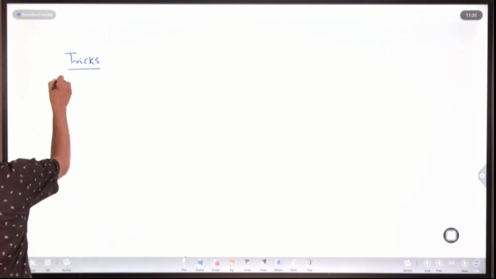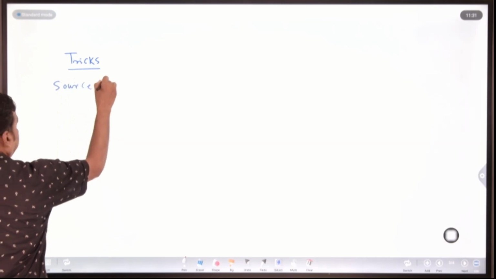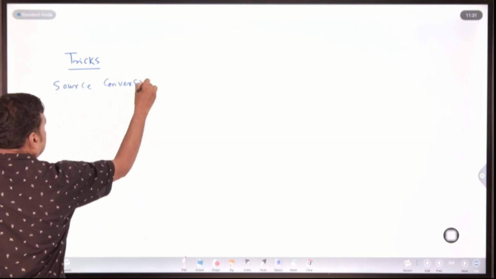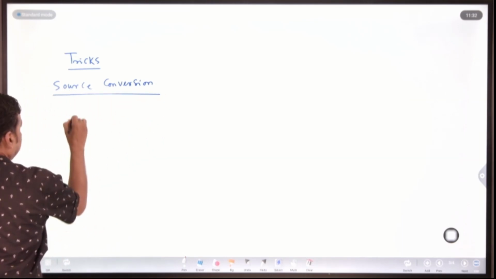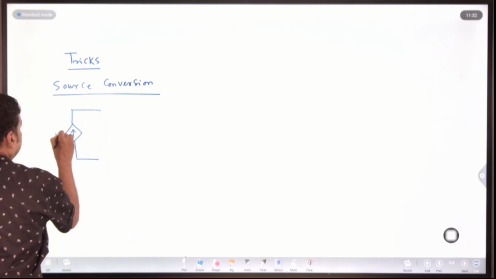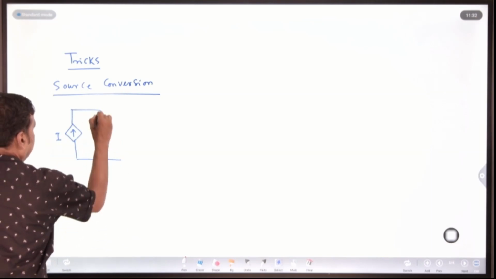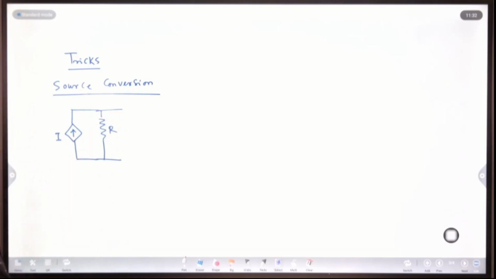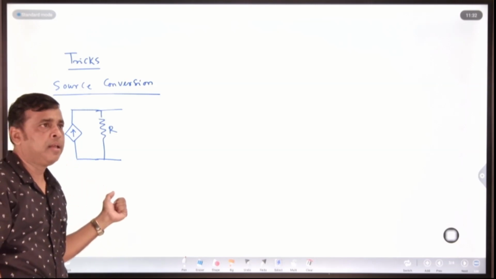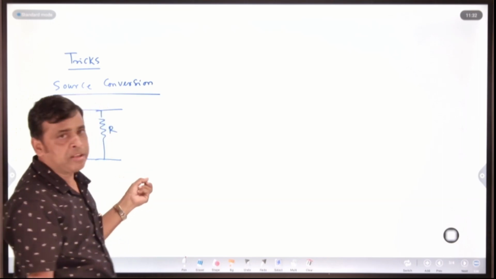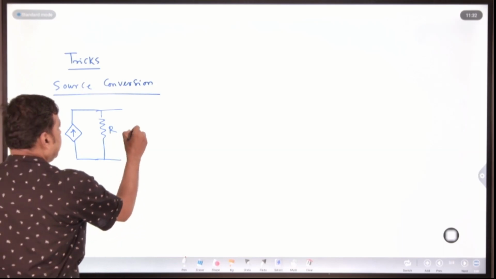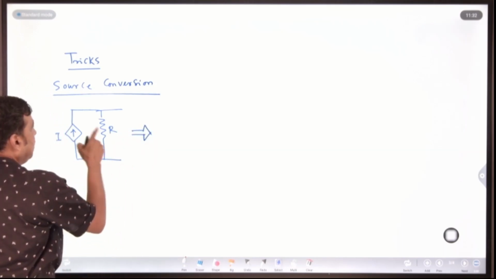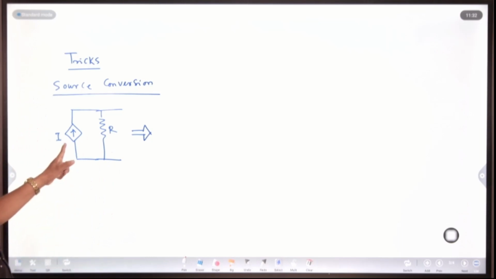As you already know from source conversion, suppose this is your current source I and there is your R. With a current source, the resistance must be in parallel. If there is a current source with a parallel resistance and you are going to calculate using Maxwell's loop analysis or mesh analysis, you have to convert the current source into a voltage source. So how much is the equivalent voltage source? I into R. Look at this, your current direction is upward.